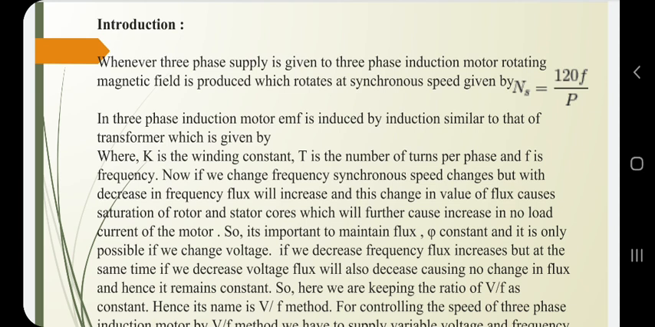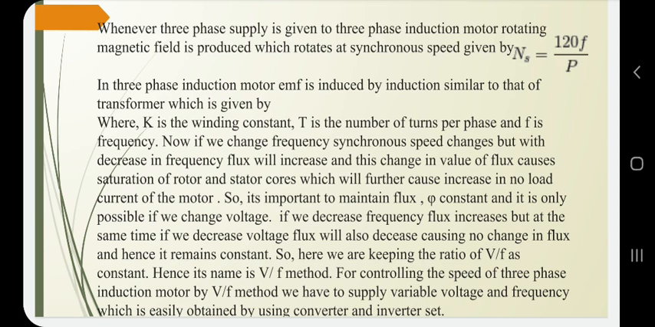First of all, introduction. Whenever a three-phase supply is given to a three-phase induction motor, a rotating magnetic field is produced which rotates at synchronous speed. We know that Ns is equal to 120 F by P, where F is frequency and P is the number of poles.